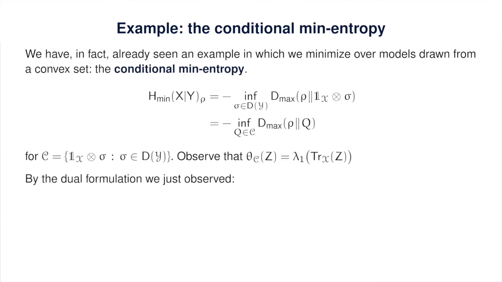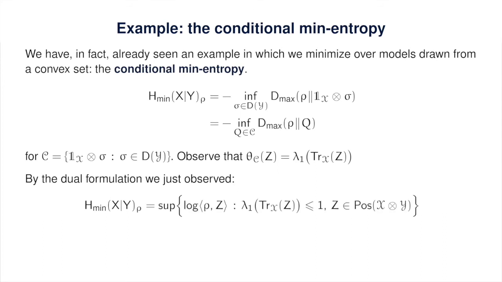Now, if you think about the general dual problem that we just observed, you'll see that the conditional min entropy of X given Y for the state ρ is the log of the inner product of ρ with Z, maximized over all Z for which the largest eigenvalue of the partial trace is at most 1. You may have forgotten what the dual problem looked like, maybe because of that equation crawling around on the screen, but all I've done here is to take the logarithm of the objective function and then substituted our explicit expression for the function theta sub c.